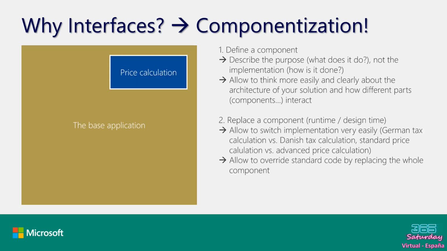The second part is that we can then easily replace a component, either at runtime or at design time. So we can switch implementations very easily. For example, if we get an invoice and we need to bill a German customer, then we might need to consider German tax calculation. If we do this for a Spanish one, then we need the tax calculation in Spain, or in Denmark or whatever. Or, on an invoice, if it's a standard customer, then we do a standard price calculation. If it's a plus customer, whatever, then we do an advanced price calculation because there's something different.